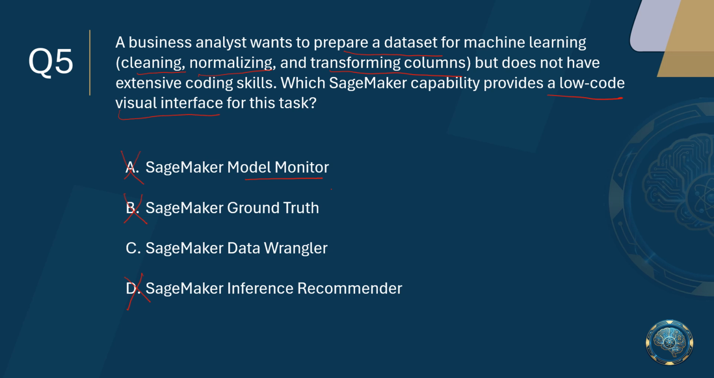Now we are left with one option which should be the right option, but let us see why. Data Wrangler is a data preparation tool to clean the data, normalize the data, and transform the data, and this can be done in a visual mode. So these keywords are directly pointing to Data Wrangler. I hope you found the right answer.